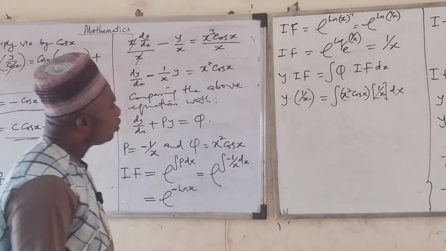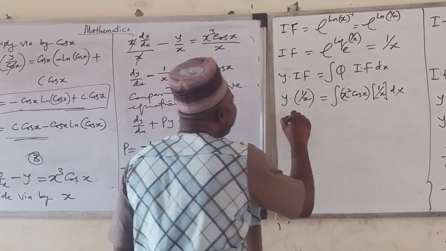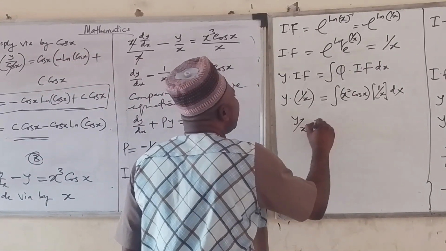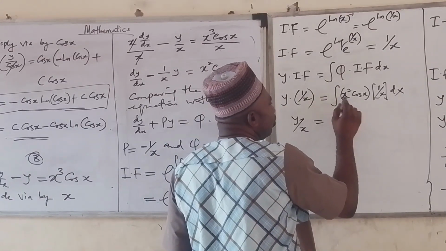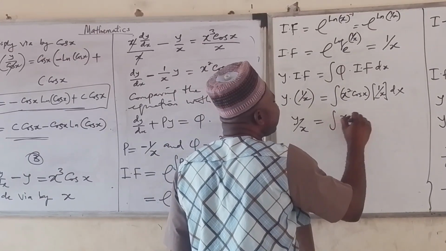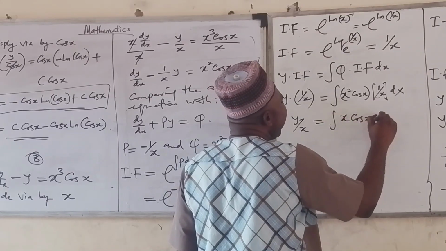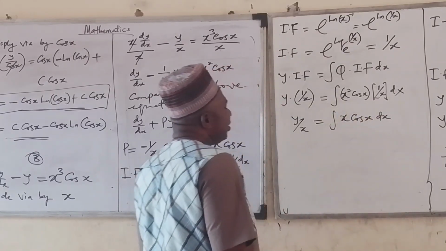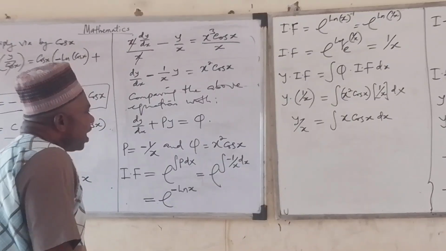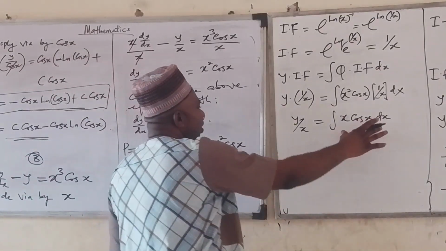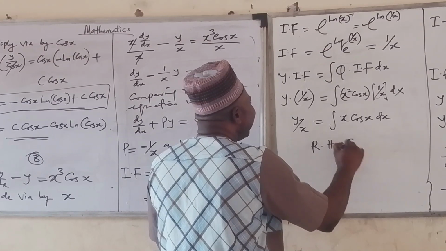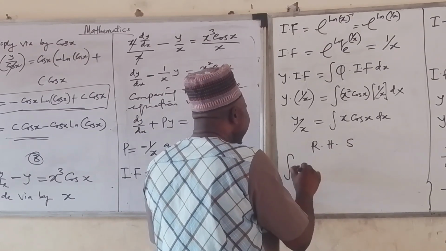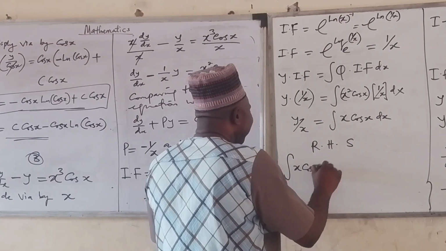So it means here we have y all over x will be equal to, now this x will go with one of the x here. So we'll be left with integral x cos x dx. Now let's look at the right hand side, integral x cos x dx.